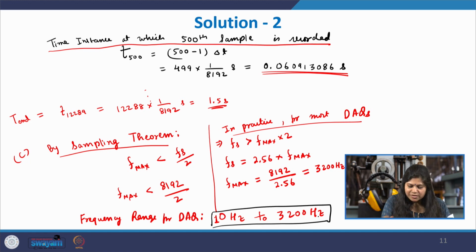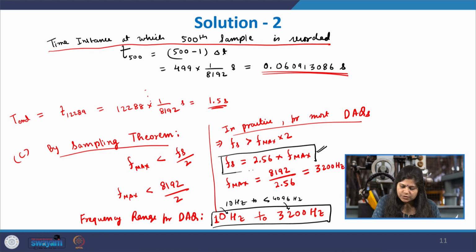In general, it should be between 10 hertz and less than 4096 hertz, but with the given setting, this less than 4096 hertz is usually given as 3200 hertz with this particular formulation. So, this is something that is there for most of the DAQs, which gives us the frequency range.